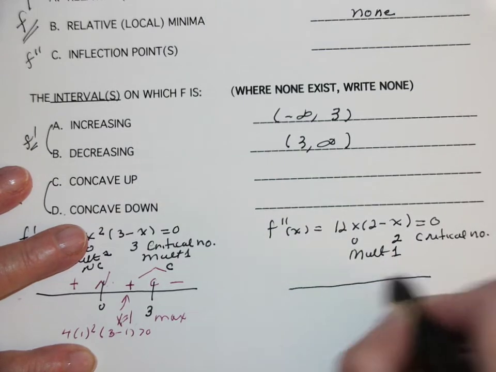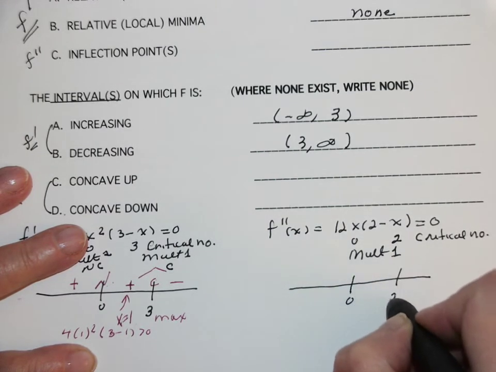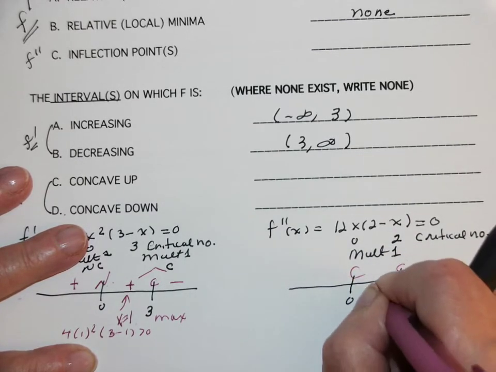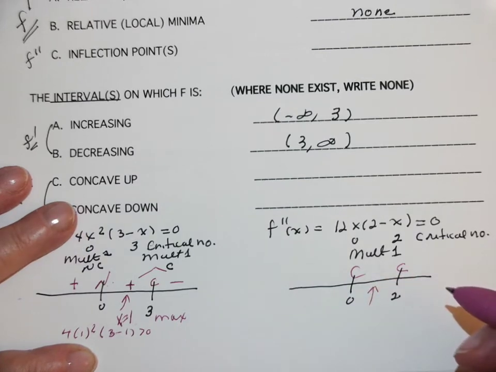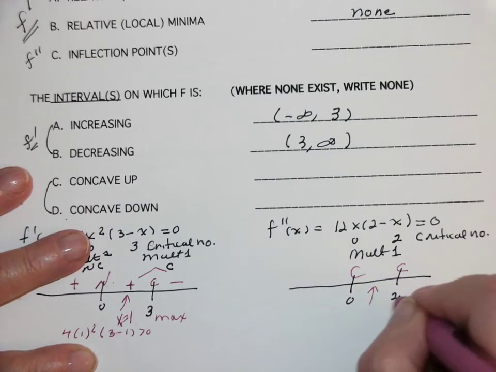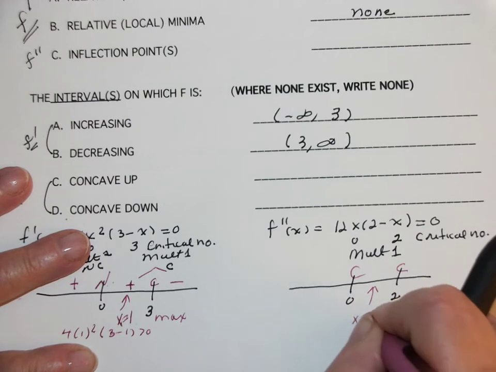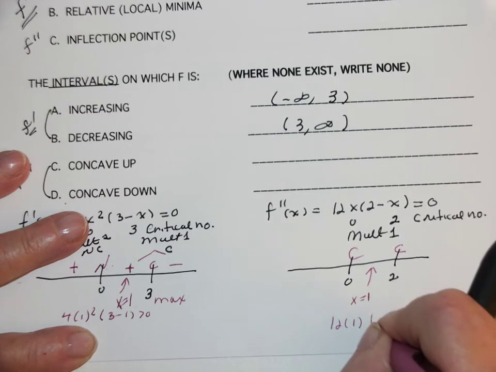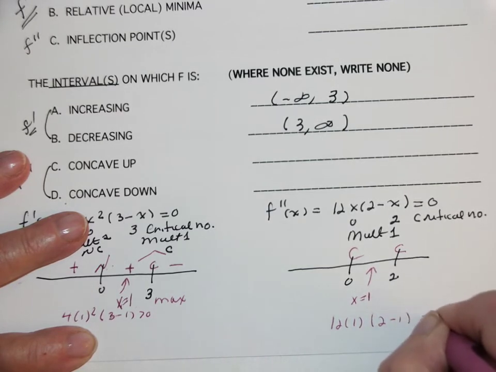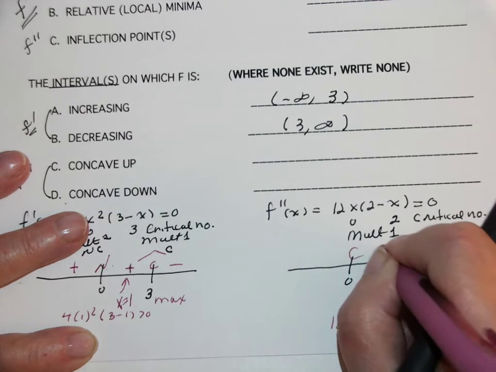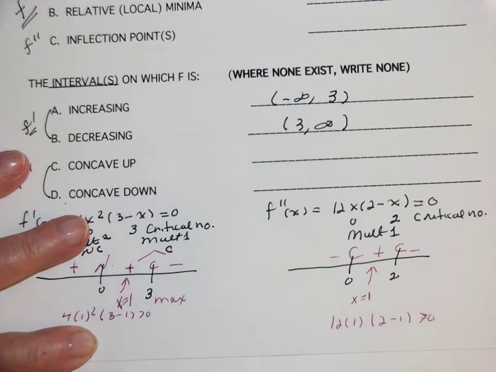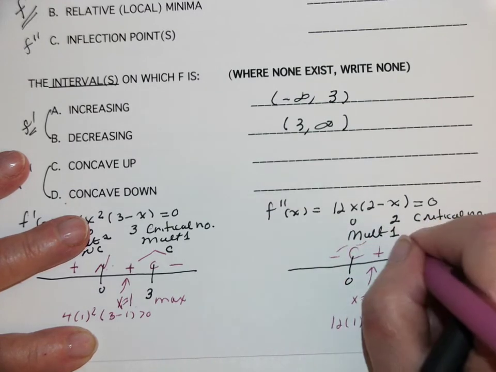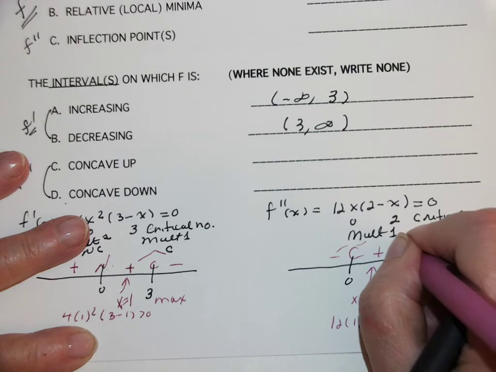And so if I put this on the number line, 0 and 2, pull my favorite test point, there's change and change. So choose x equal 1. And this is 12 times 1, 2 minus 1. Well, that's positive. Negative, negative. So concave down, concave up. Concave up, concave down.